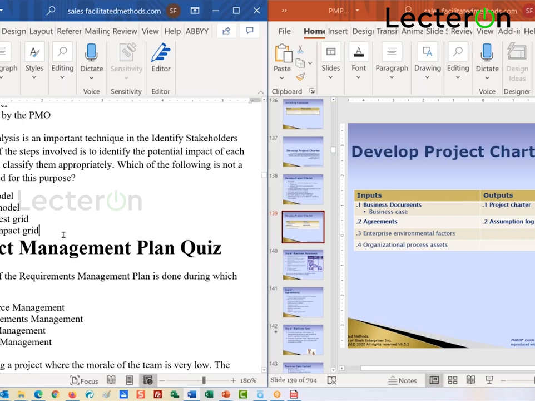The answer for number 10 was B, the tolerance model. There is no such thing as a tolerance model.